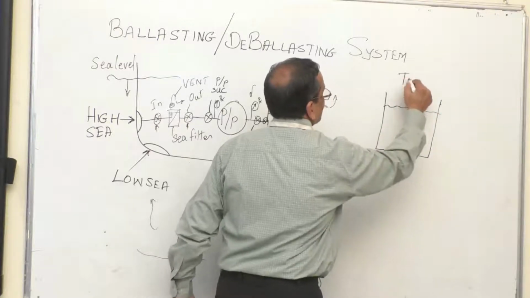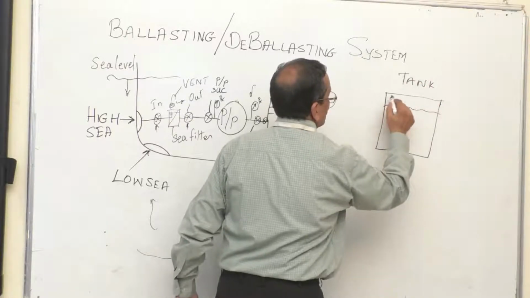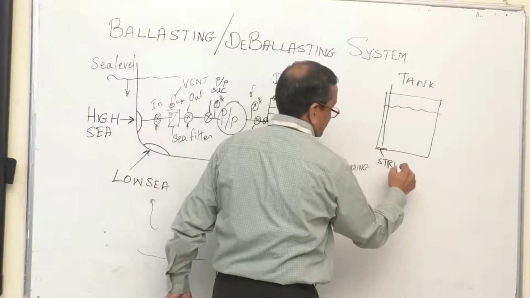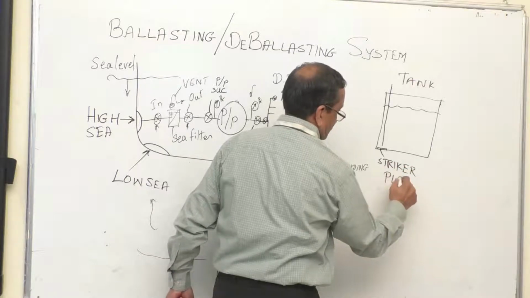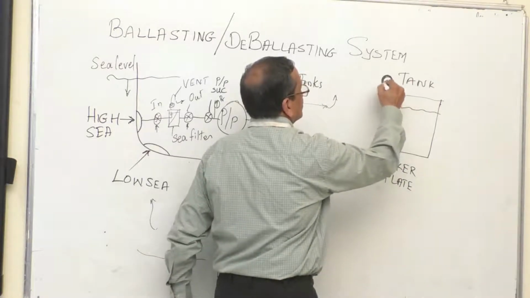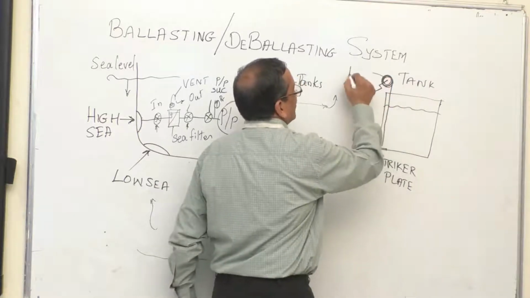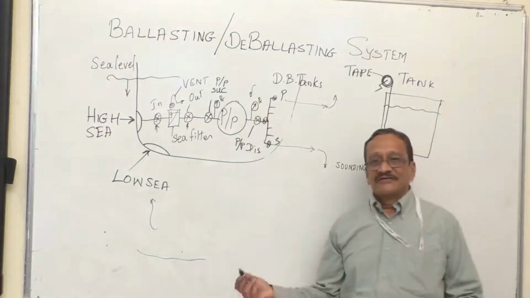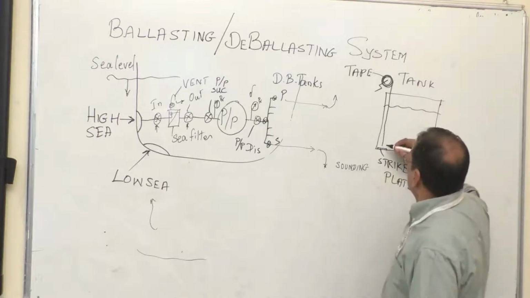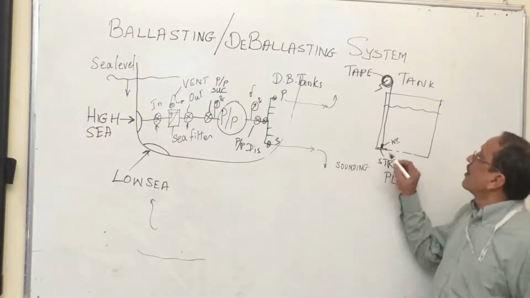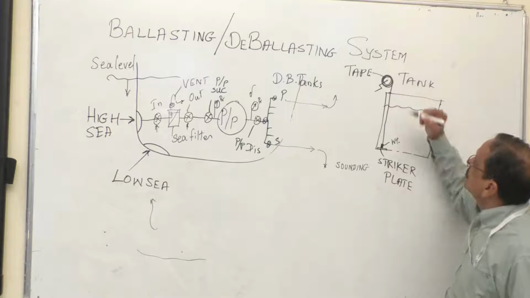Assuming that this is your tank, this is closed. You have your sounding tape which is going over here, and this is the striker plate. And that's your sounding tape, which is measured in centimeters as well as inches. Normally we go for centimeters. So the bob, this is the weight, goes and strikes the plate, and once that is done, you then measure the total height.